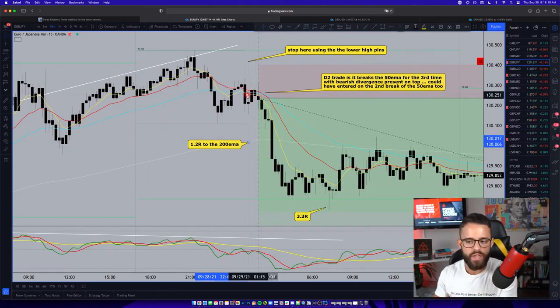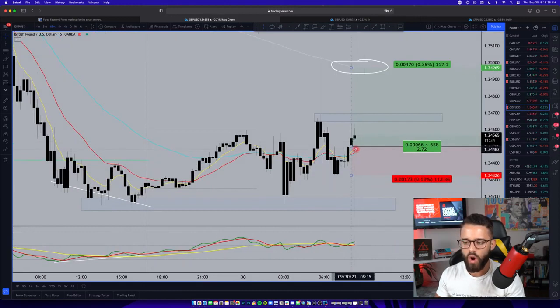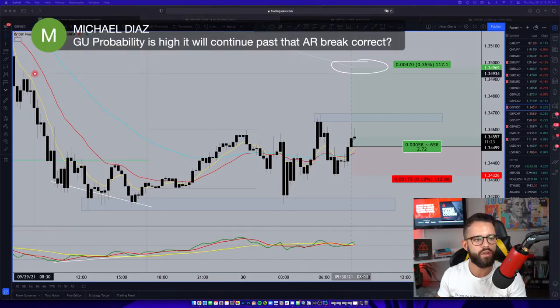This was in a downshift. The 8 EMA was under the 21. It held the 8 EMA to the 200. That's exactly what I'm looking for GBP USD to do here. Hold the 8 EMA up to the 200. Does that make sense? Mike said, GU probability is high. It will break, continue past that Asian range. Yes. Correct, Mike. Correct.